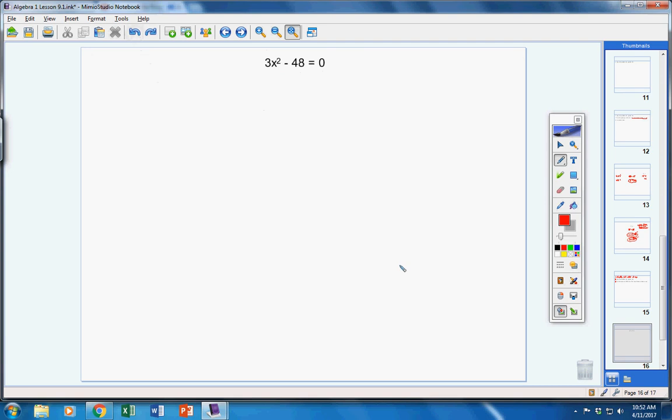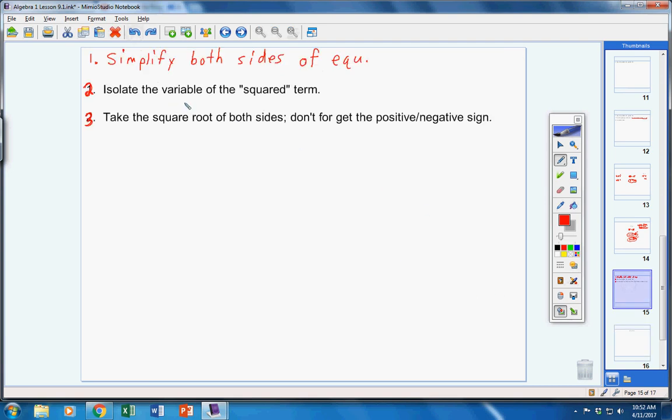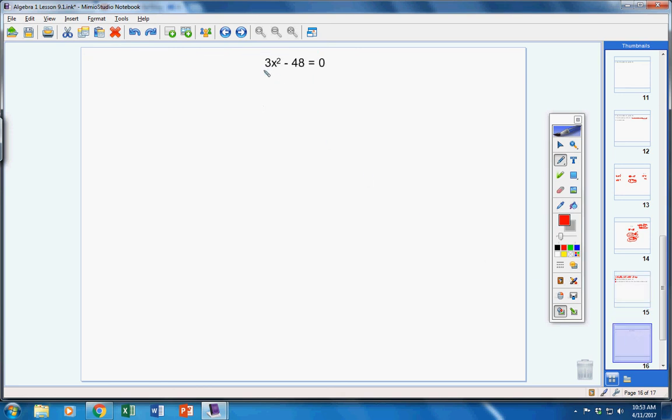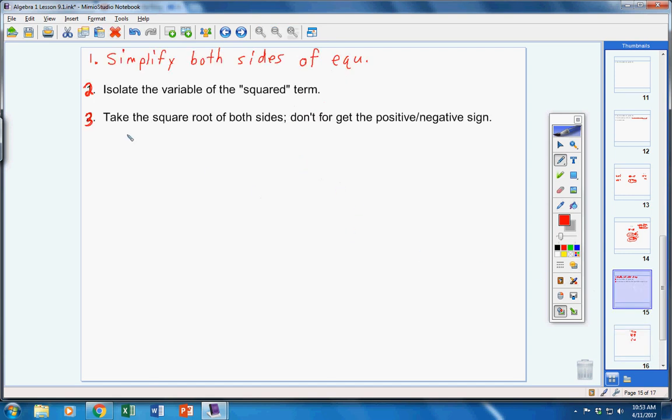So we move on. Next, isolate the variable of the squared term. So, here's the squared term. Here's your variable right here. Let's isolate that, okay? Now, I would not divide by 3. I would first move the 40, and I would save this number for last. Bring the 48 over to make it a positive 48. So now I have 3x squared equals 48. Now to get rid of the 3, we're going to divide both sides by 3. And x squared equals 16. There, we did it. Step 2 is complete. We have isolated the variable of the squared term.